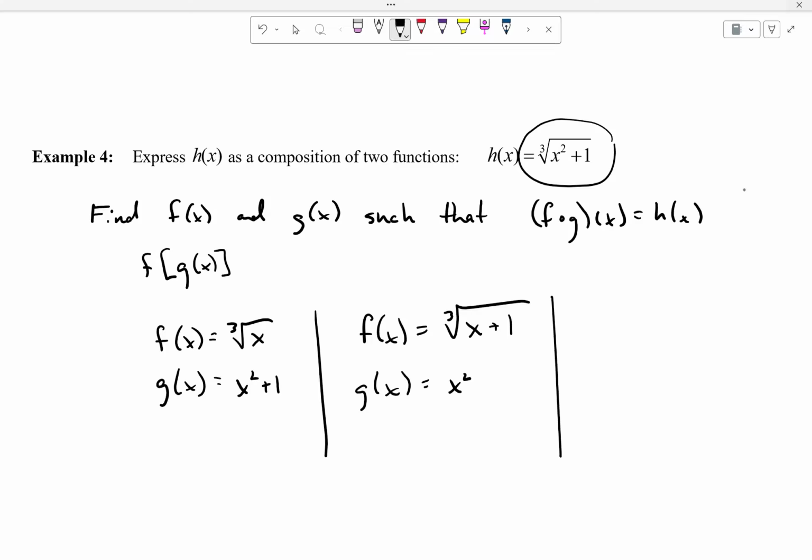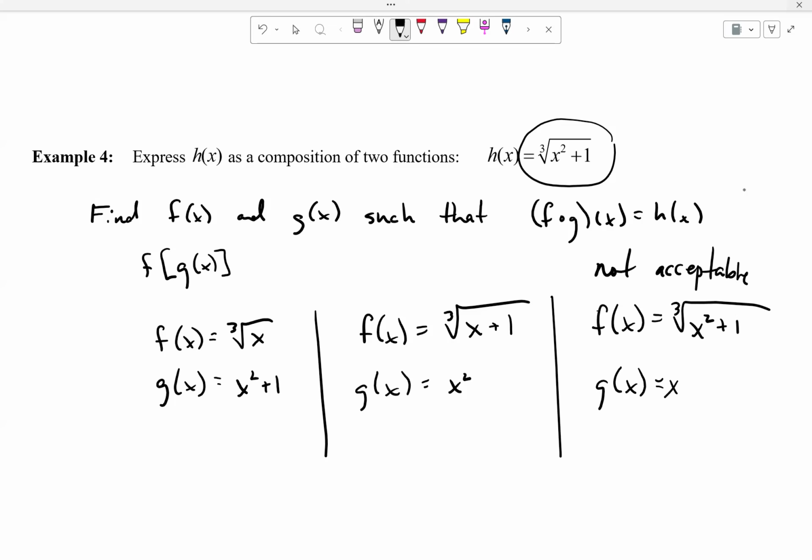It is true that if g of x is equal to x, this will always work. It would still be squared, except f of x would just have to be the cube root of x squared plus 1. So one of them is a function that hasn't changed much. This one is not acceptable, because we've used an identity function. It's this identity function, a number equals itself.